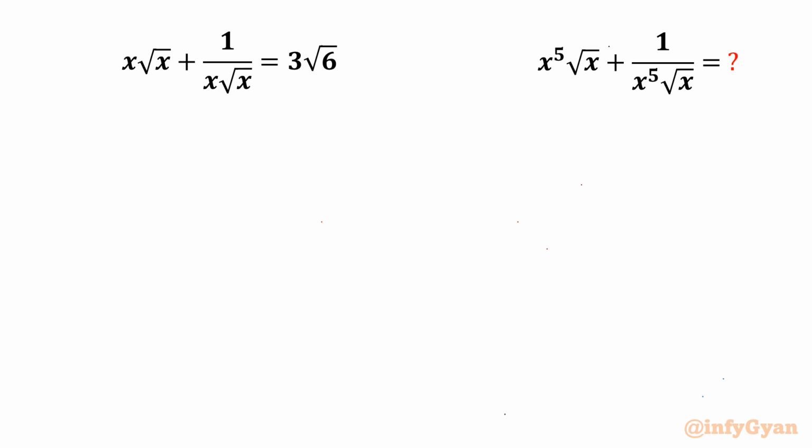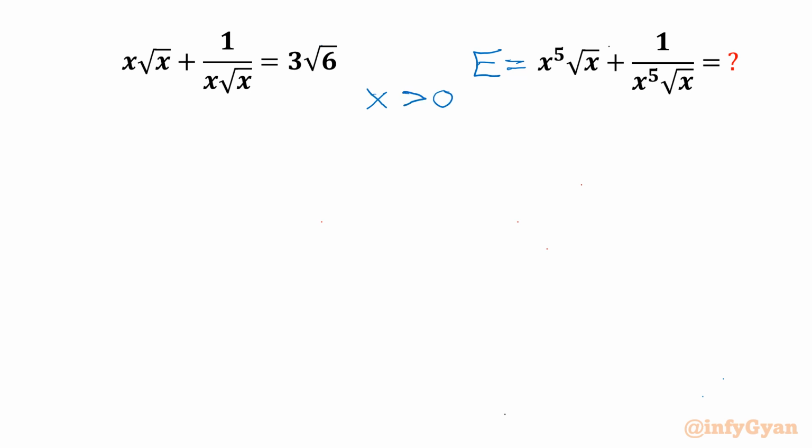In this video, we have one very interesting and challenging question from radical mathematics. We have to evaluate the expression x power 5 root x plus 1 over x power 5 root x, if the known equation is x root x plus 1 over x root x equal to 3 root 6. So let's get started by considering this expression equal to e first, and we can also write x must be positive.